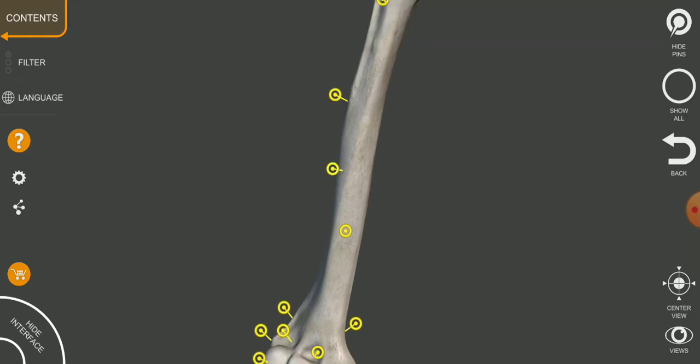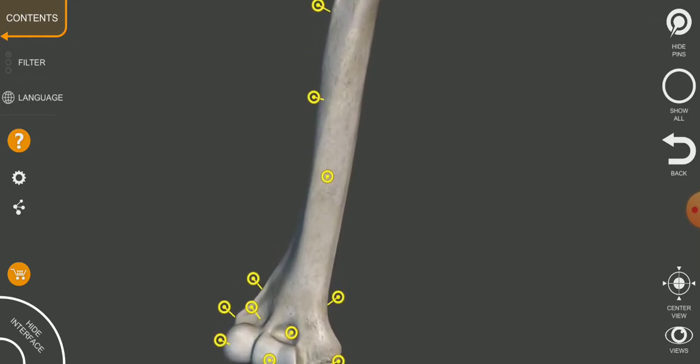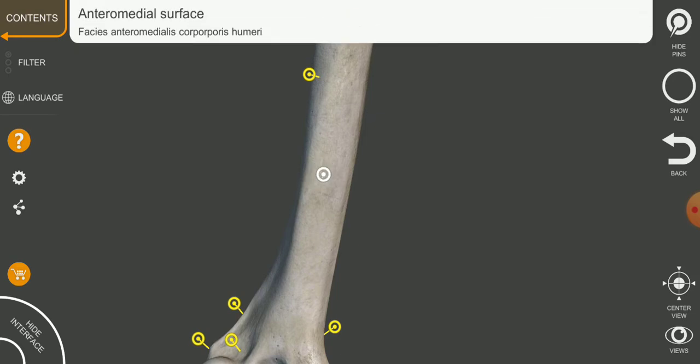Now a little bit down, the interior, this is what the anteromedial surface is. So it's simple, it's not difficult. That is the anteromedial and the anterolateral surface.